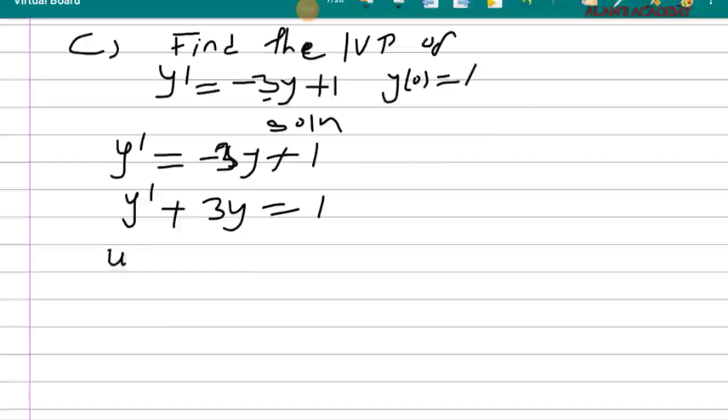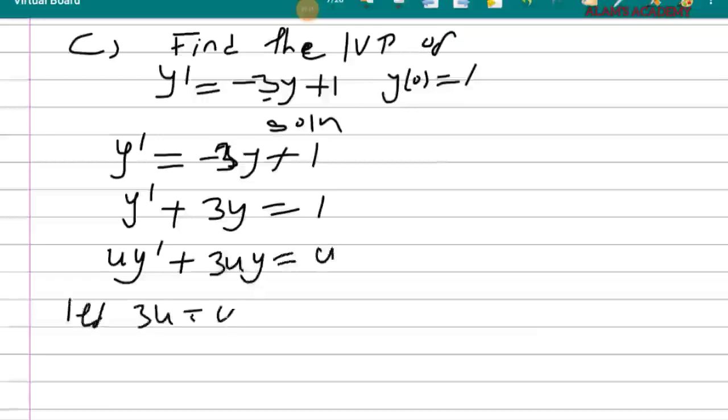So I have u multiplied by y prime, 3 times u, y is equal to 1 times u, which is u. Now let 3u be equal to u prime. You can see the trend is always showing. We are always picking this and equating to u prime, okay, so that we can easily factorize it.